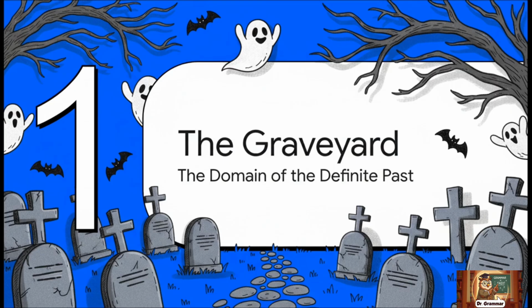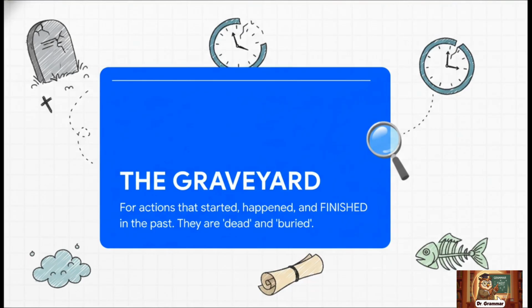Yeah, it sounds a little spooky, and that's kind of the point. This is the place where actions go when they are completely, totally, 100% finished. They are officially part of history now. So the number one rule of the graveyard, it's all about finality. The action is over, it's done. It has zero connection to the present moment. Think of it like this. If an action is in the graveyard, it's a fact from history you just can't change. This is the official home of the past simple tense.